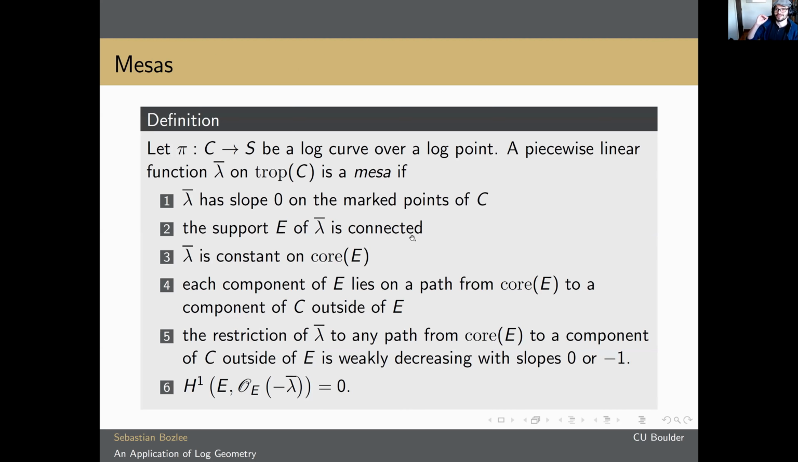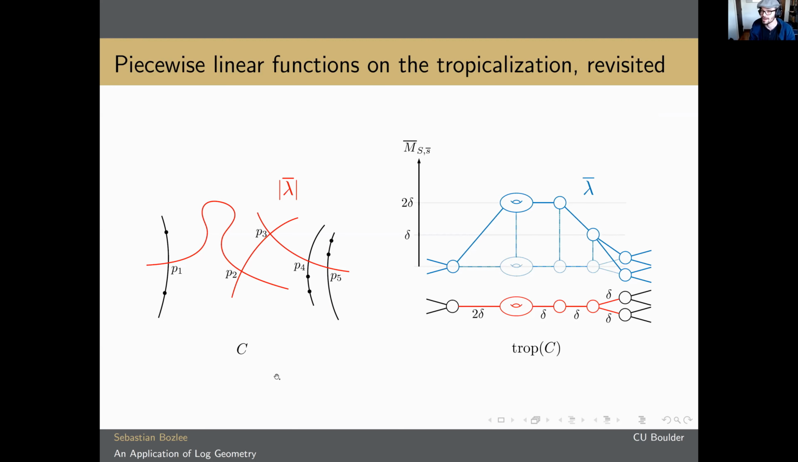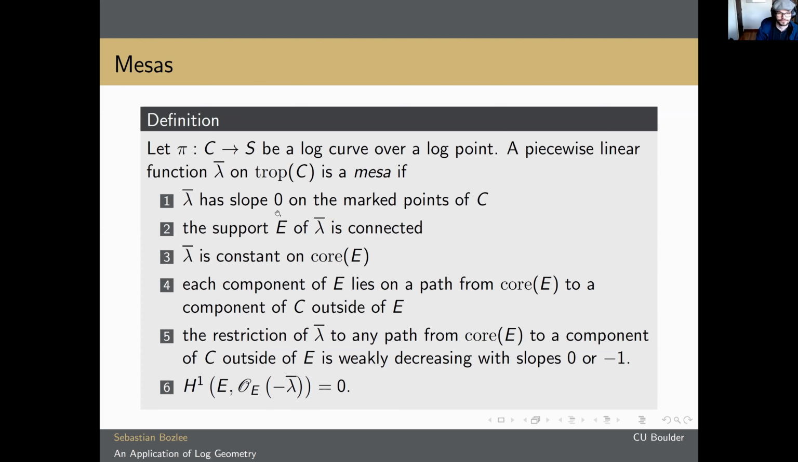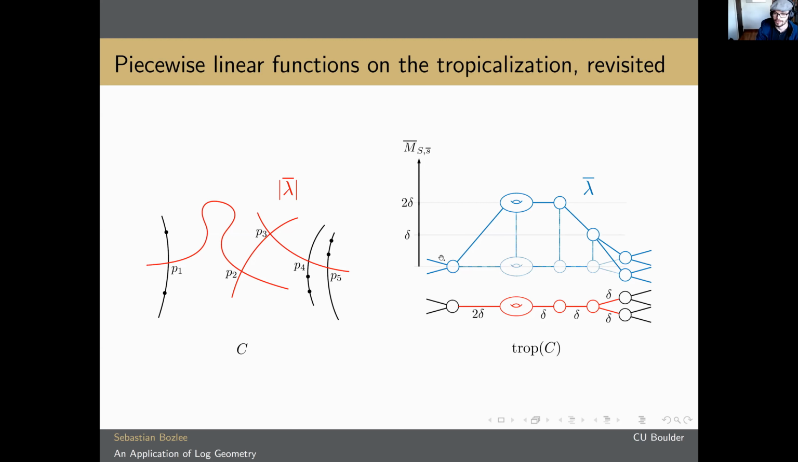Okay. So now we come to what is, I think, the most important definition from the thesis. So if we have a single log curve, a piecewise linear function will be called a mesa if it has a particular shape. There are a lot of conditions. This piecewise linear function that we've been thinking about is a mesa. So I want to step through each of those conditions and verify them. So first of all, we need to have slope 0 on the marked points. So on those infinite edges, and indeed we do.